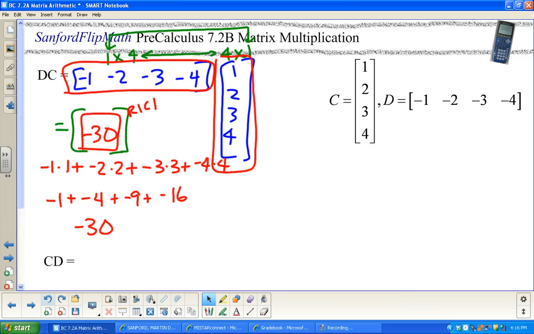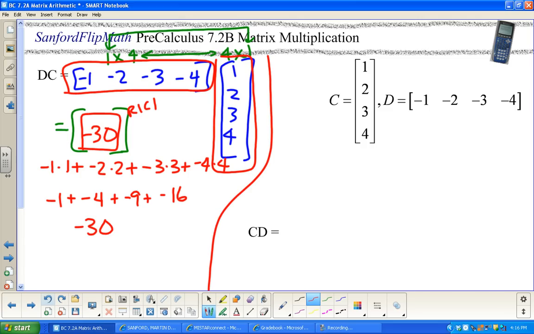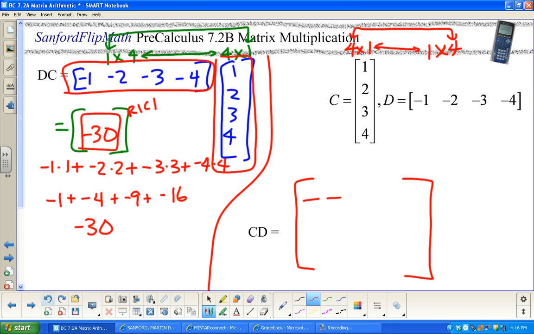Okay, well let's do C times D. Okay, and C times D is a whole different story, because C times D will be a 4 by 1 times a 1 by 4, and when we do this, well, these middle numbers do match. Our answer is going to be a 4 by 4. That has 16 different answers.